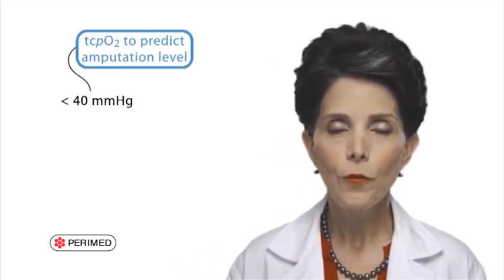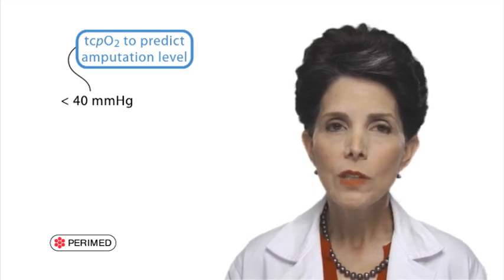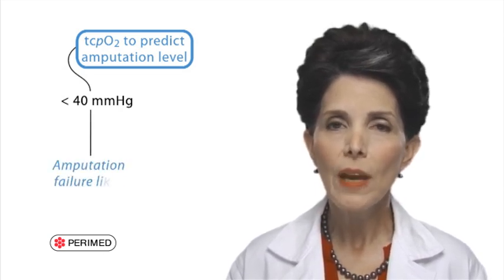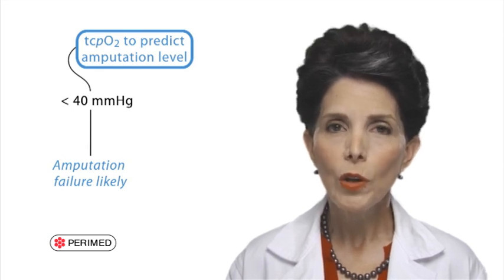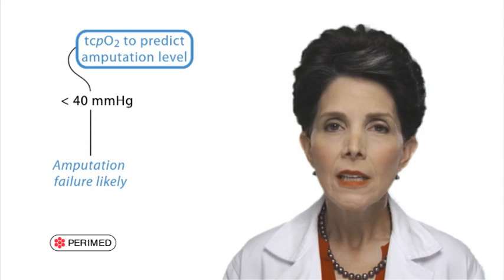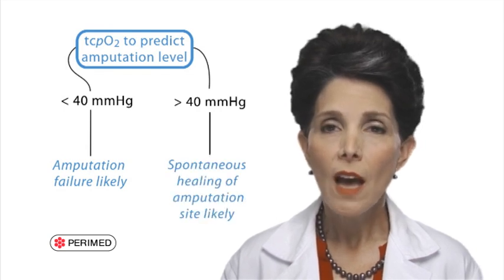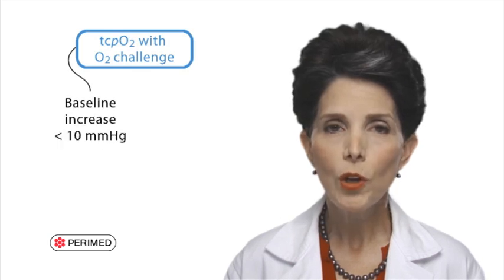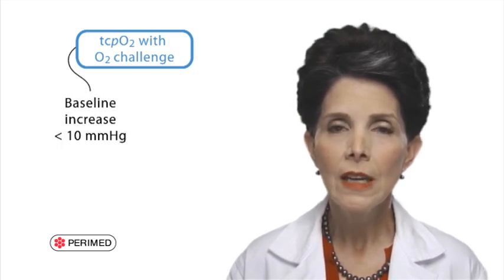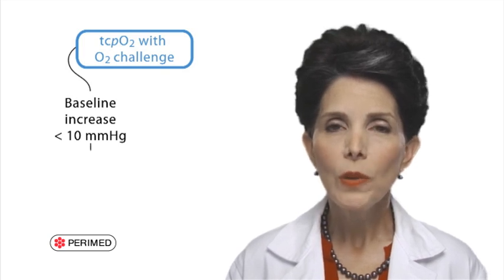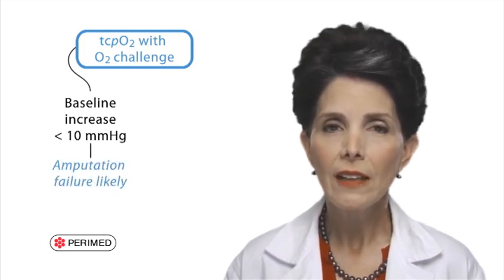A normobaric air tcpO2 value less than 40 millimeters of mercury is associated with a lower than normal likelihood of amputation healing. In other words, if possible, recommend an amputation at a level where tcpO2 value is greater than 40 millimeters of mercury. An oxygen challenge can be of some help here. If the baseline tcpO2 increases less than 10 millimeters of mercury while breathing normobaric oxygen, this is a highly reliable way to predict failure of amputation at that level.